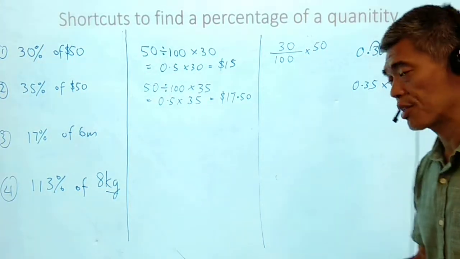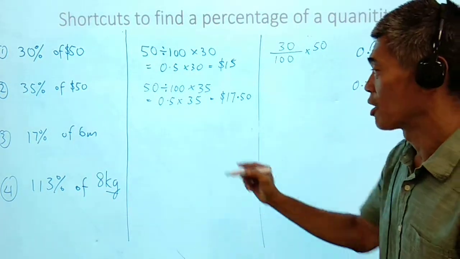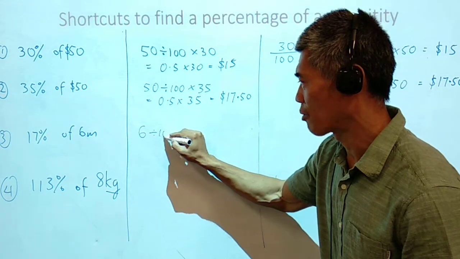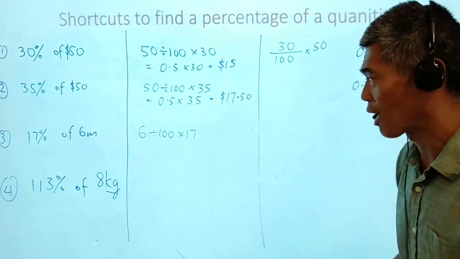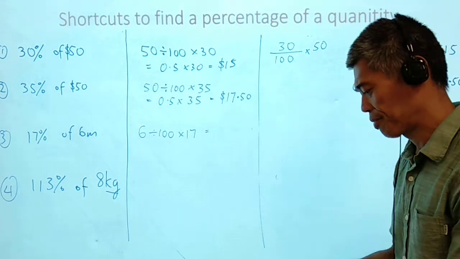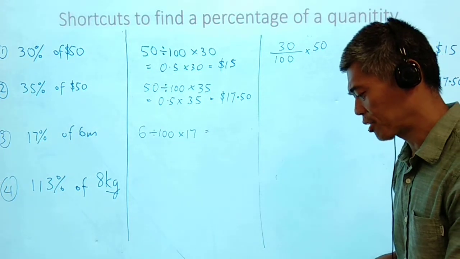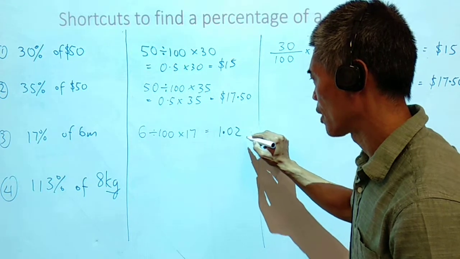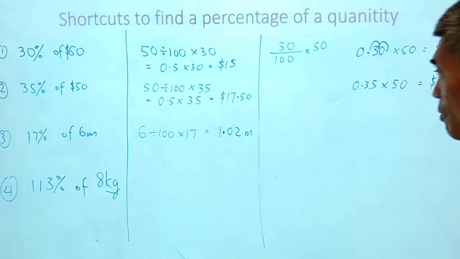So here's a continuation of the shortcuts. We have 17% of 6 meters. So that's saying 6 meters, dividing that into 100 parts, and then finding how much there is in 17 parts. So that gives us 6 divided by 100 times 17, giving us 1.02. That's 1.02 meters, bearing in mind that we started off with 6 meters.